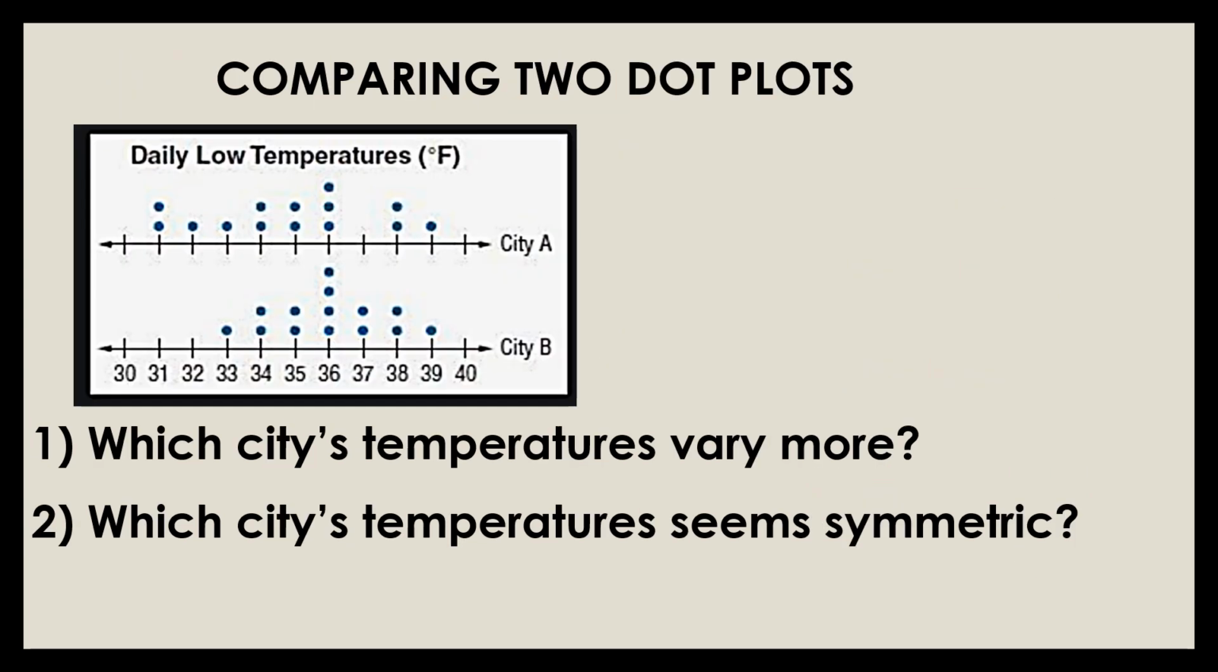Comparing two dot plots. We have temperatures. It's the daily low temperatures in degrees Fahrenheit, city A and city B. Which city's temperatures vary more? So we're looking for the spread in the data, and it looks like city A has more variability in their data. We'll be doing more with variability later. Which city's temperatures seem symmetric? So if we were to find the middle and fold it up, the 2 sides would match up. You did symmetry in your geometry classes, and that would be city B.